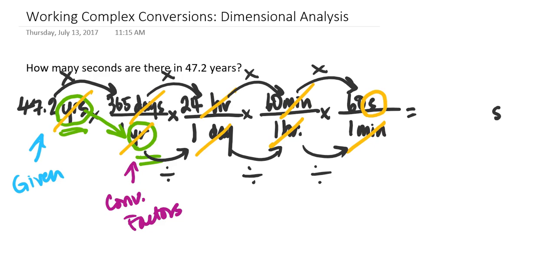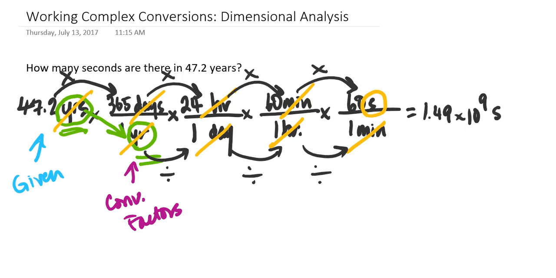Now, in this case, the divisions are trivial because basically every denominator happens to be 1 in this setup. But as you'll see in other problems that we work throughout the year, oftentimes those numbers in the denominators are not 1, and so we would have to divide by those numbers. But in this particular case, what the unit analysis is telling me to do is to take 47.2, multiply by 365, multiply by 24, multiply by 60, and then multiply by 60 again. And if I do that, the math works out that I get 1.49 times 10 to the 9th seconds.